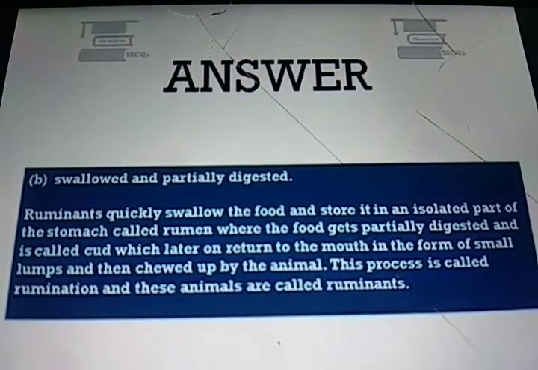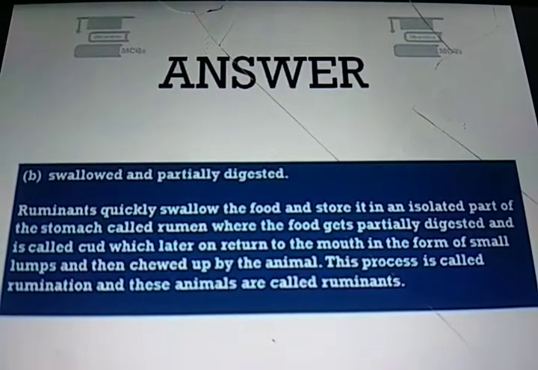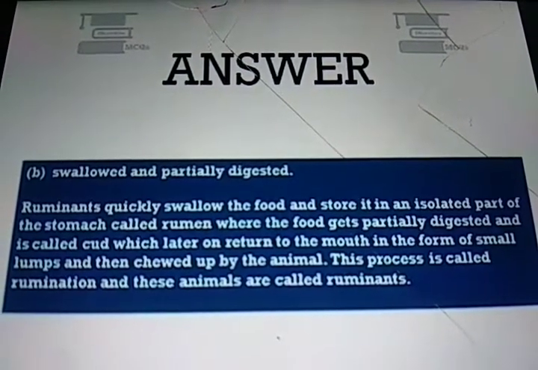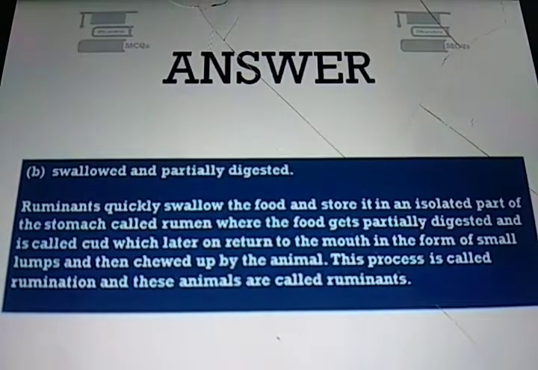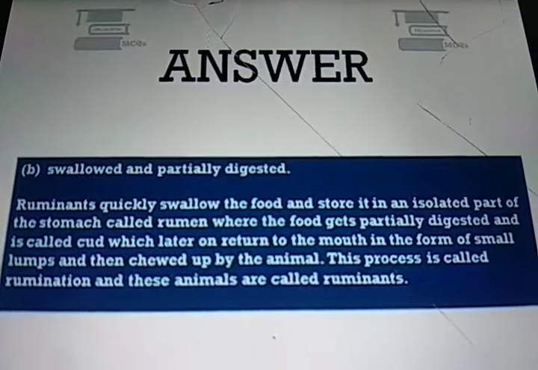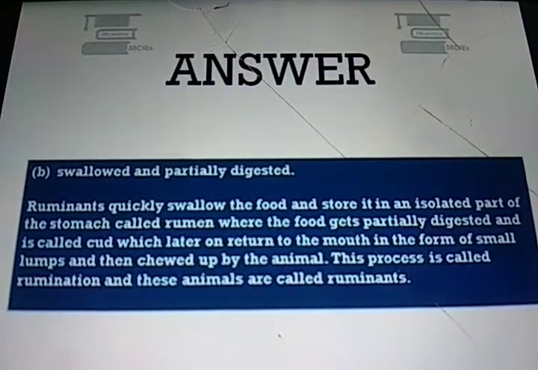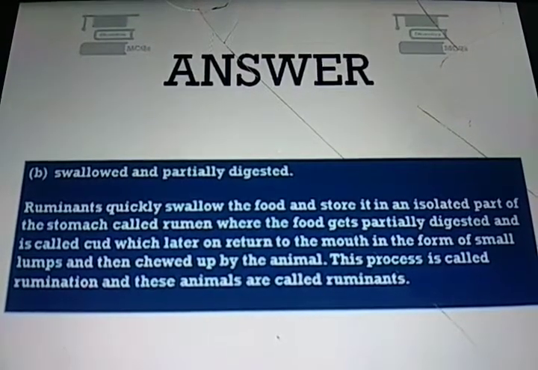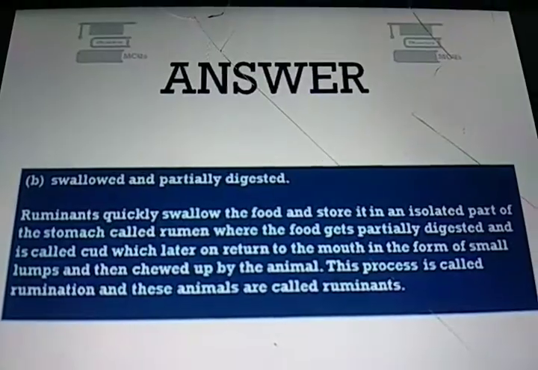So ruminants quickly swallow the food and store it in an isolated part of the stomach called the rumen, where the food gets partially digested and is called cud, which later on returns to the mouth in the form of small lumps and is then chewed up by the animals. This process is called rumination, and these animals are called ruminants.